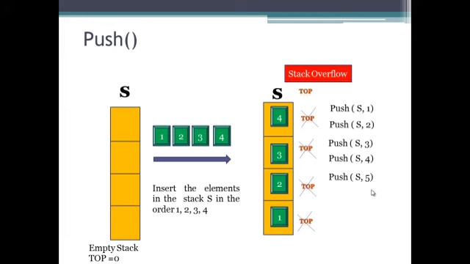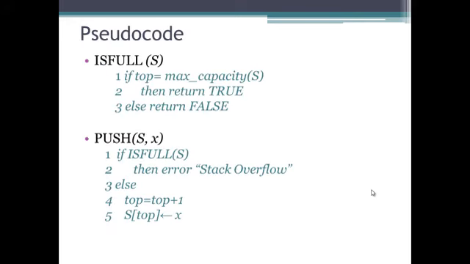So you have to handle the stack overflow inside push. Now coming to the pseudocode of push. Before we push any element onto the stack S, we have to check whether the stack is full. Only if it is not full, the element can be pushed. So we check for the condition of a full stack by calling a method isFull. If isFull returns true, then you print an error message saying that stack overflows.